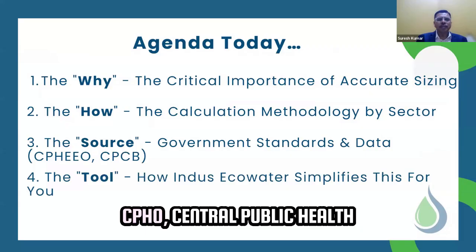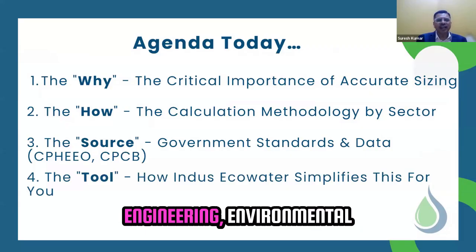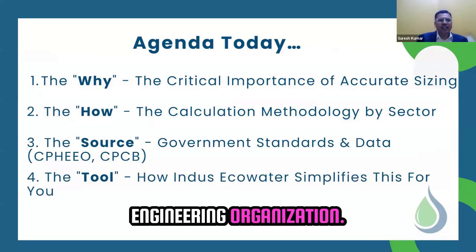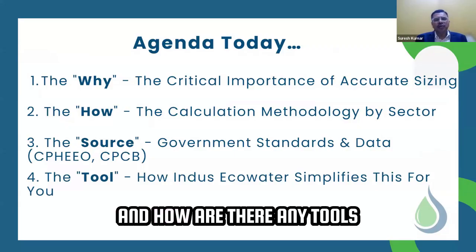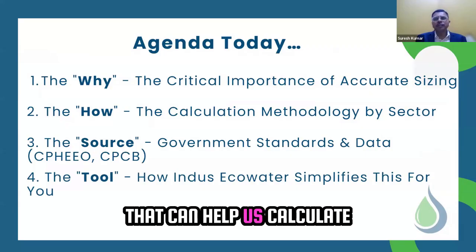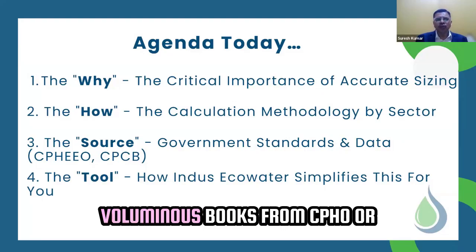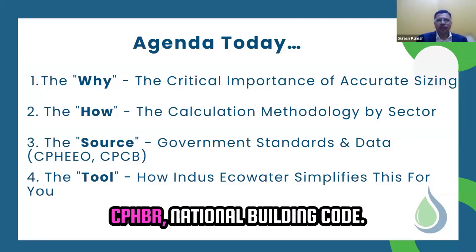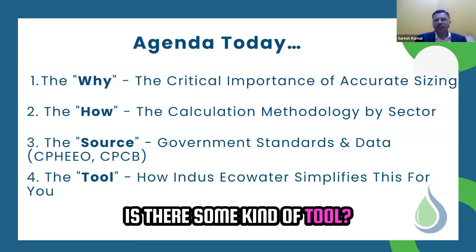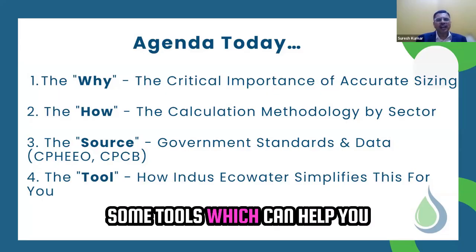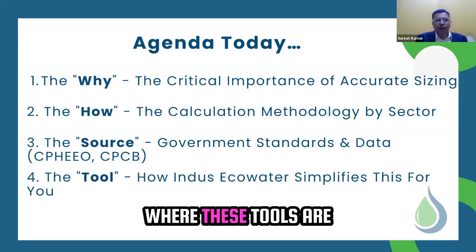We have a source called CPHEEO, the Central Public Health and Environmental Engineering Organisation. And are there any tools that can help us calculate this quickly, instead of going through voluminous books from CPHEEO or the National Building Code? Is there some kind of tool? Yes, we have developed some tools which can help you, and we will show you where these tools are.